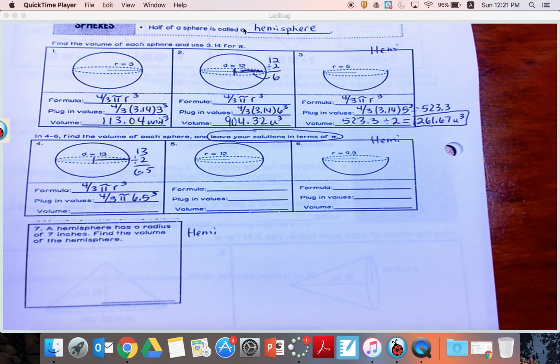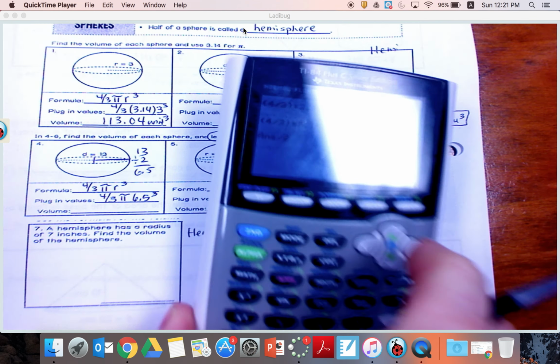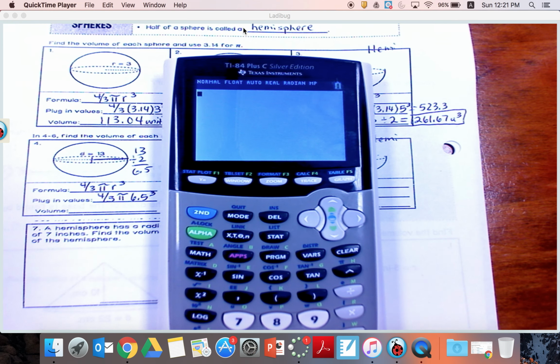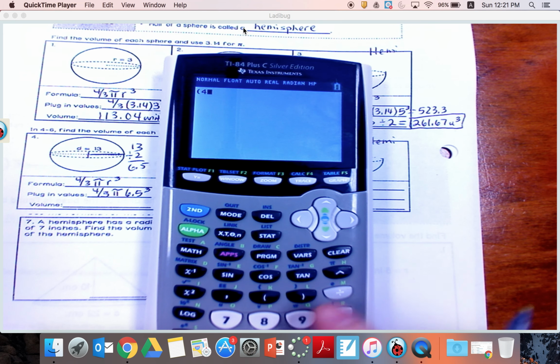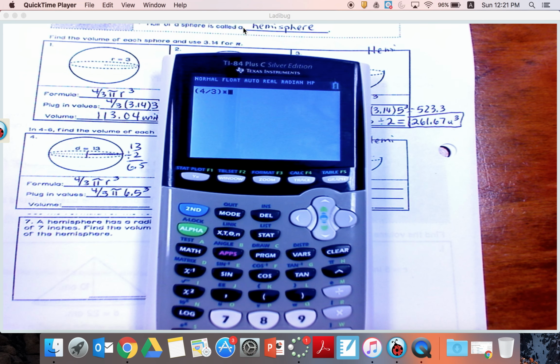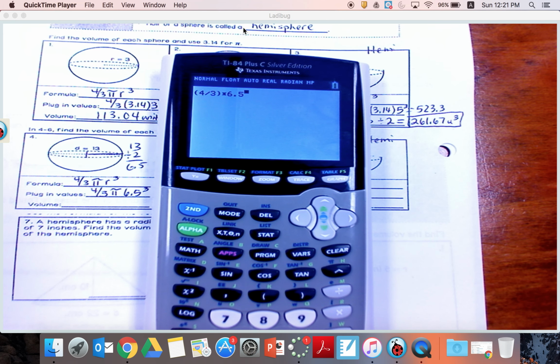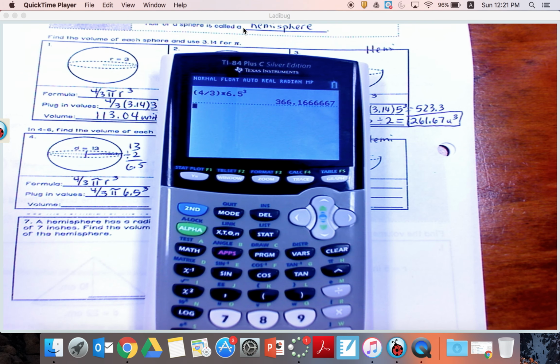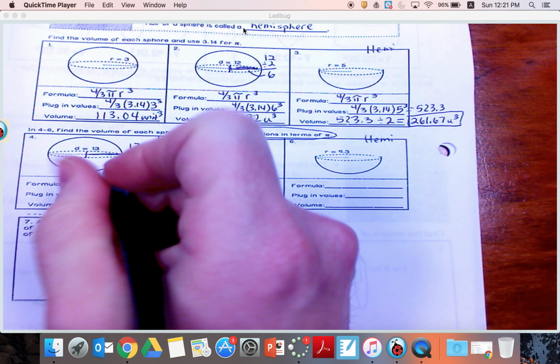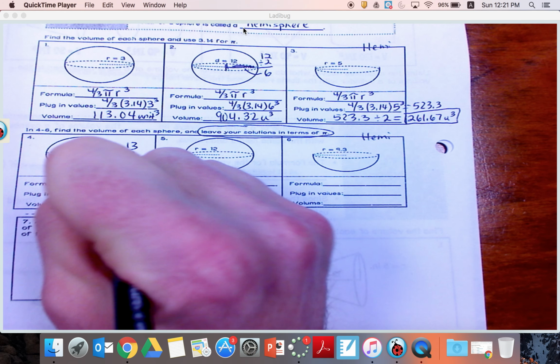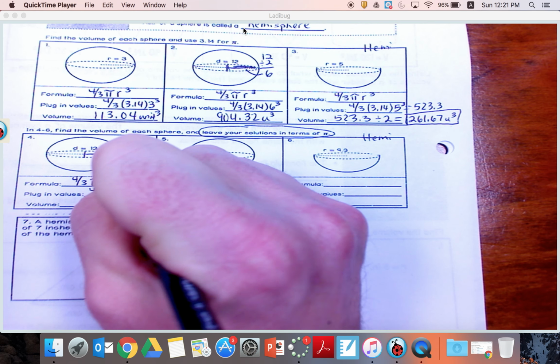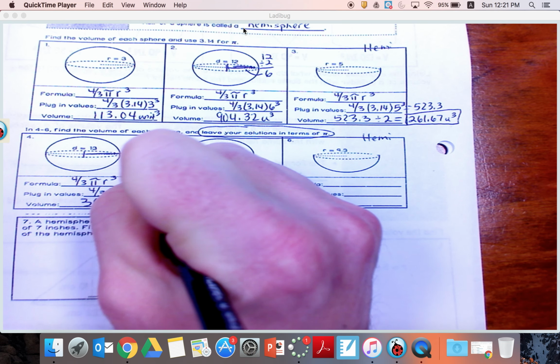To the third power. So remember, I want to leave it in terms of pi. So I'm just going to do 4/3 times 6.5 to the third power, and I get 366.16. And I put the little pi symbol right there, and that's units cubed.